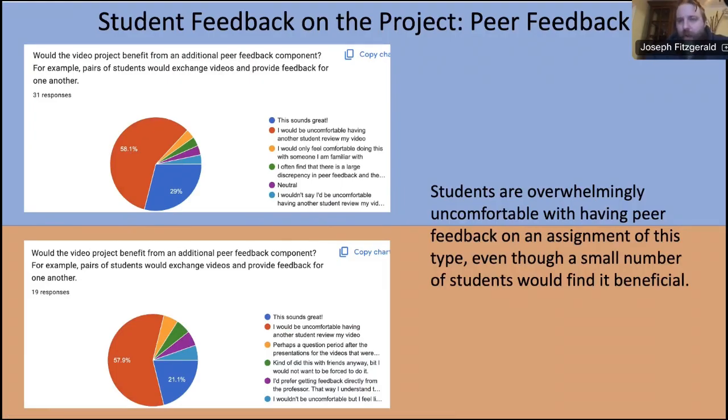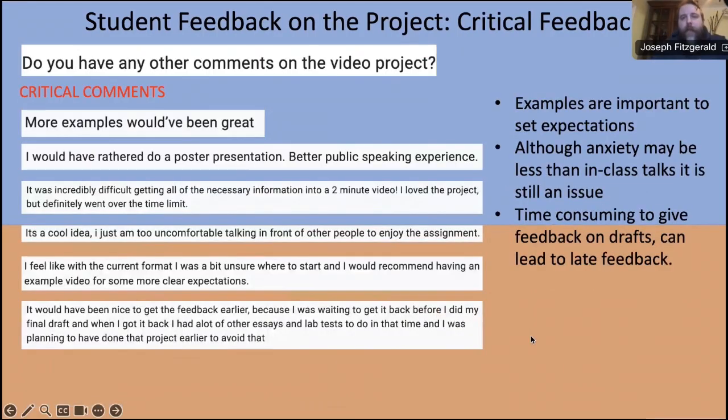And you can sort of imagine why that would be. You have close-up video of yourself for several minutes talking, and maybe someone will be uncomfortable having someone critically analyze that. So in general, students are quite uncomfortable with having peer feedback on an assignment of this type. But there are a small number of students who would say that they like it a lot. So I've decided not to implement peer feedback based on this feedback from students, but it's an idea that could be considered. Okay, so how about the critical feedback?